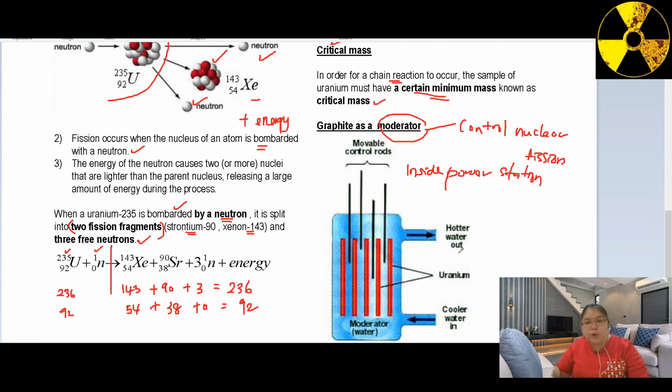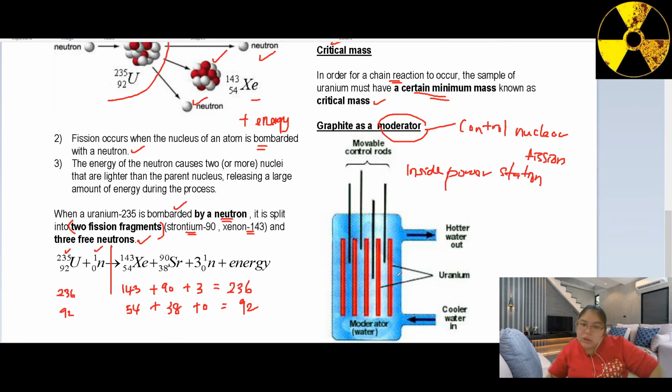I will just show you the diagram. Here they are using cool water in, and hot water comes out. They want to cool down because the process to produce the heat energy is too high. The whole thing is a moderator. The black color one is the control rod. The red color is the uranium. This whole thing I will explain in more detail later in the power station part.